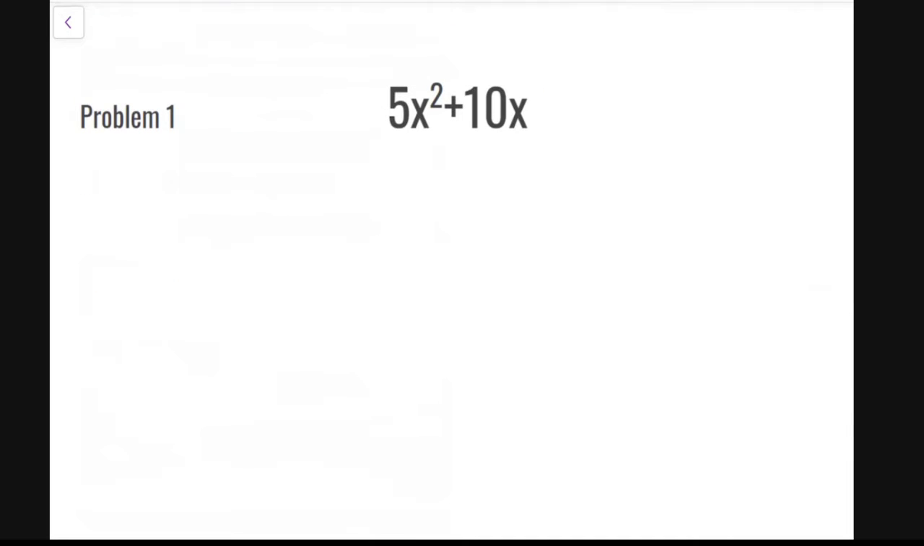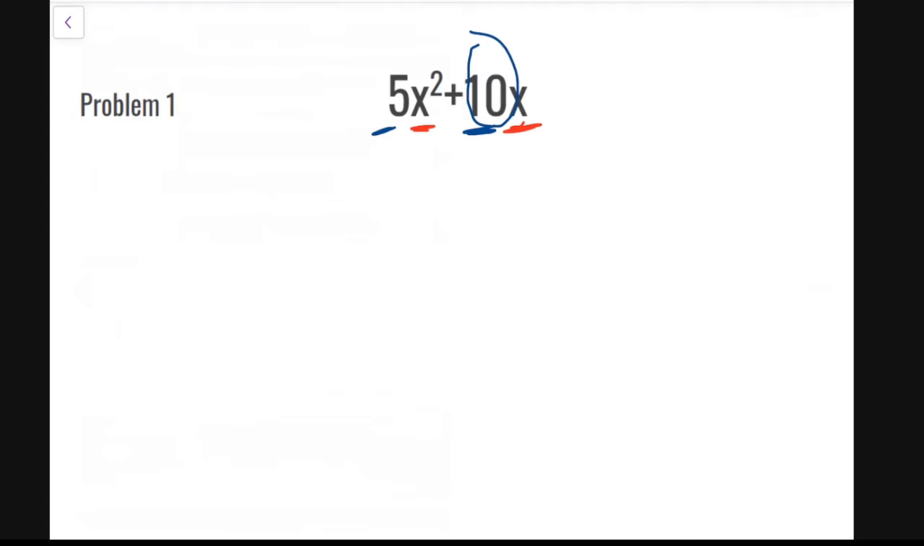So let's look at the first problem. Let's look at 5x squared plus 10x. So let's highlight our terms to begin with. We have 5, we have an x squared, we have a 10, and we have another x. Important to note, we're looking at the coefficients of 10 and 5. They're coefficients because they're in front of the variables. And we're also going to look at the variables found in this problem, which are x and x squared. Let's start off by seeing if we can break down any of these terms using the GCF method.